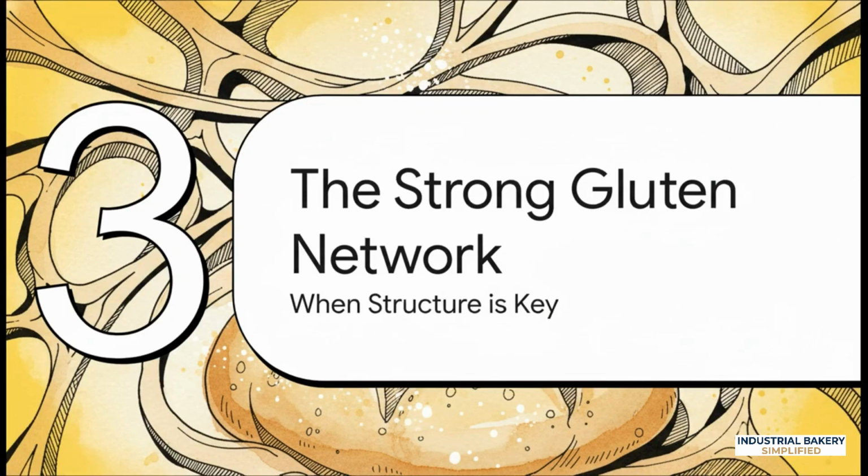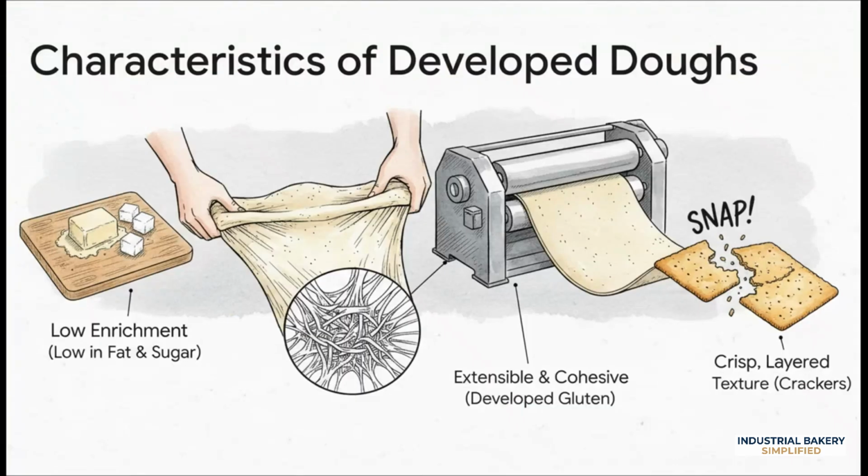So let's start our journey in that top left corner of the map. Low enrichment and lots of gluten. This is the land of doughs, where strength and structure are absolutely everything. These kinds of doughs don't have a lot of fat and sugar. And you have to mix them and mix them and mix them to really build up that strong, stretchy gluten web. This is what lets you roll them out into super thin sheets, layer them up, and cut them. And all that work bakes into that amazing, crisp, snappy texture you get in a good cracker.